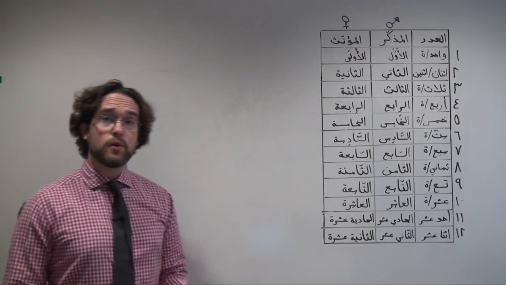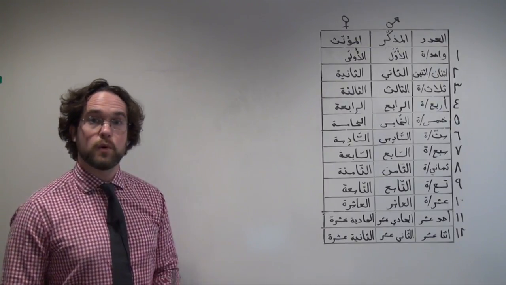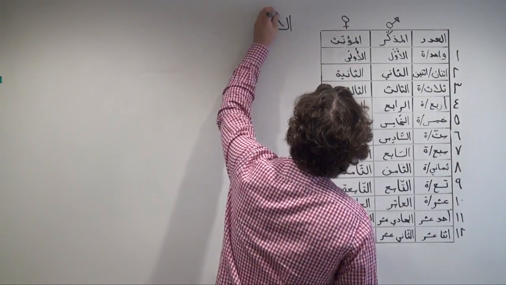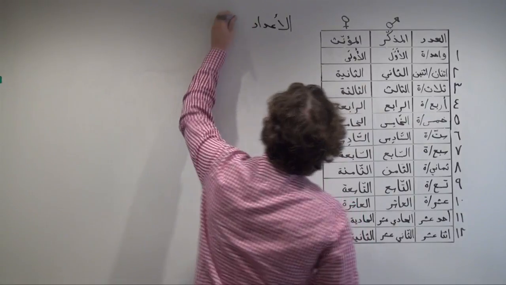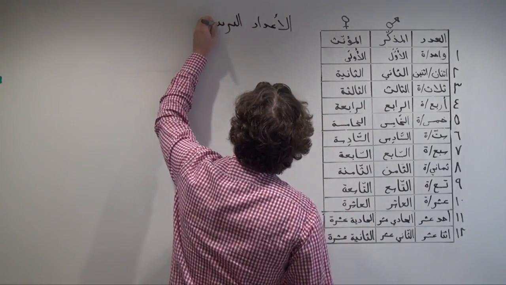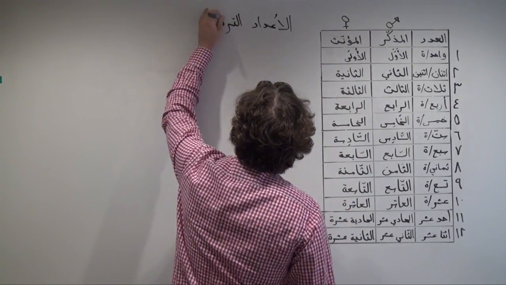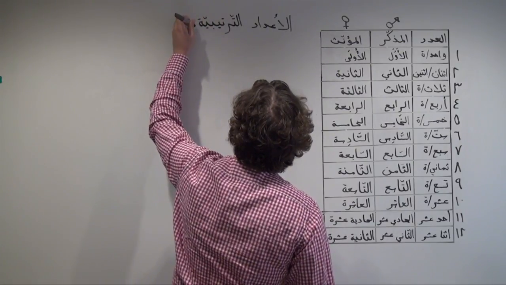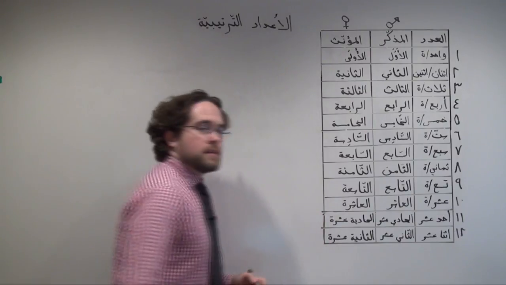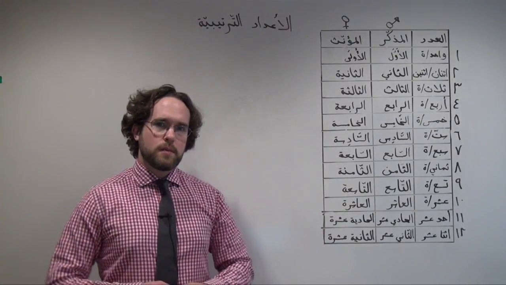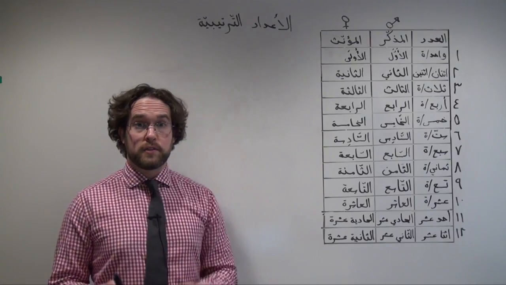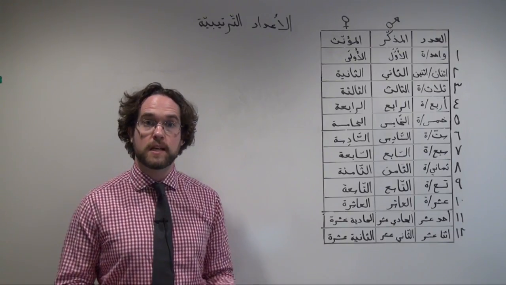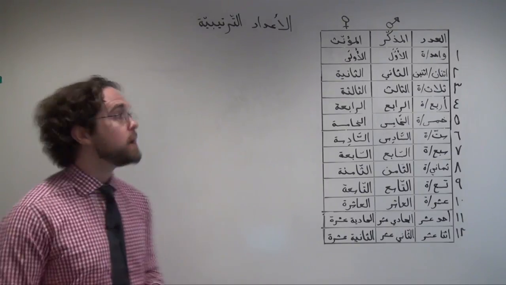Marhaba. Right now we're going to talk about ordinal numbers in Arabic, what we call al-a'dad al-tartibiyya. Now, ordinal numbers are the numbers that we use to order things, right? To arrange them in a sequence. Second, third, fourth, fifth, sixth, 101st, etc.